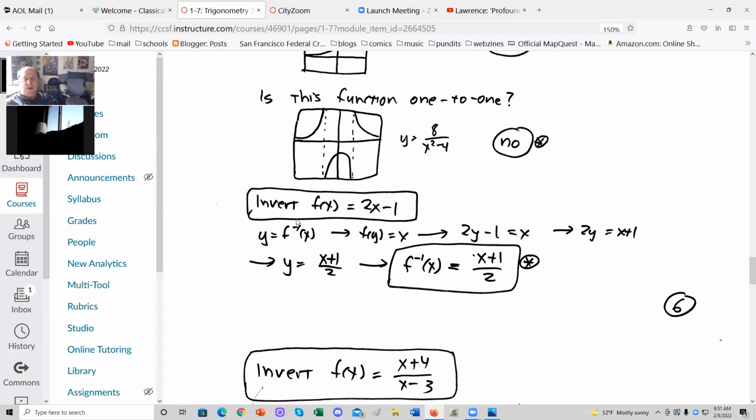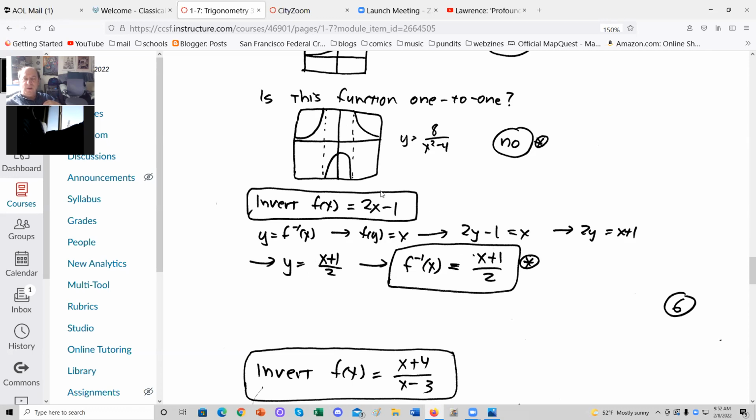All right. How does one invert a function? Well, let's start with f of x equals 2x minus 1. How to invert that? y equals f inverse of x means f of y equals x. So we put a y in here and get 2y minus 1. That equals x. Now starting from here, we solve for y. We add 1 to both sides. 2y equals x plus 1. Divide by 2. y equals x plus 1, all over 2. And that's the inverse. f inverse of x equals x plus 1 over 2.